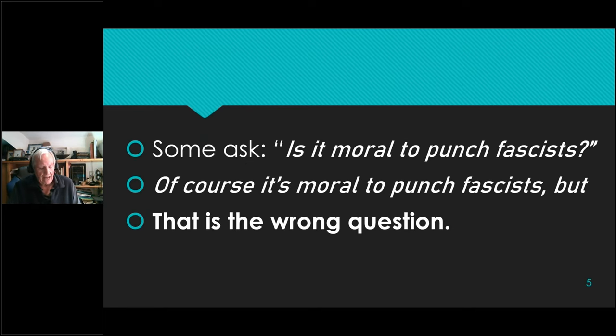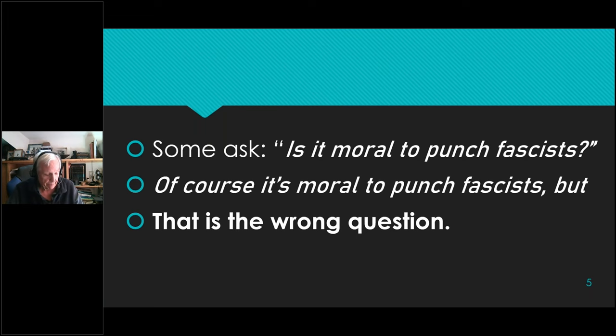So some have asked, this was particularly true in the period right after Charlottesville. There was a famous little clip of a prominent fascist, I think his name was Richard Spencer, who got punched in the face. So people ask, is it moral to punch fascists in the face? Well, looked at strictly as a moral question, of course it's moral to punch fascists.